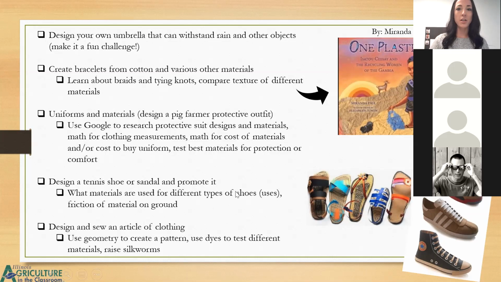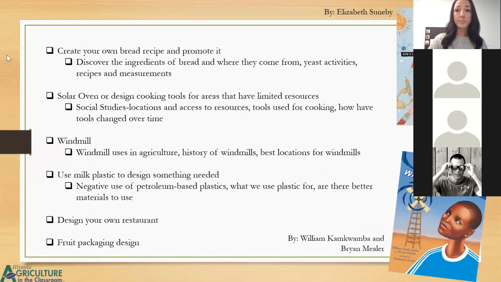And now we have culinary arts. So create your own bread recipe and promote it. When we're thinking about bread, everybody loves bread and pasta and carbs. They're so delicious. And so maybe you're looking at recipes and you're looking at measurements of the different ingredients. What's going to happen if you're supposed to have 1 teaspoon of salt and you put in 2 teaspoons of salt? What would the outcome be?